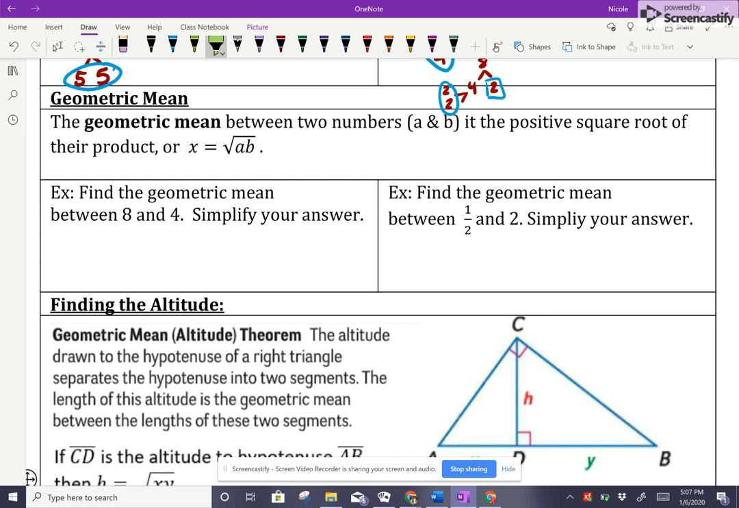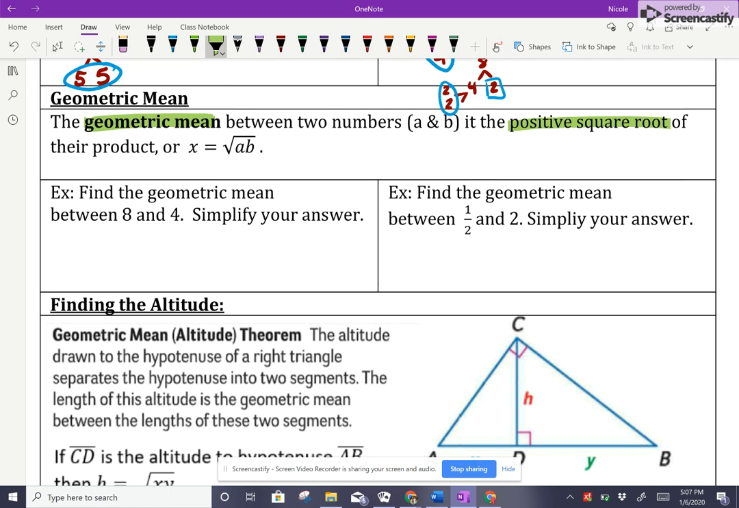All right, so 8.1 is talking about geometric mean and how we're going to use that with right triangles. So geometric mean is between two numbers, so we're going to call them A and B right now. It's the positive square root, so only positive numbers. Typically, when we take the square root of something, you get a positive and a negative answer. We are strictly dealing in the positive here, so we are not talking about negative answers at all.